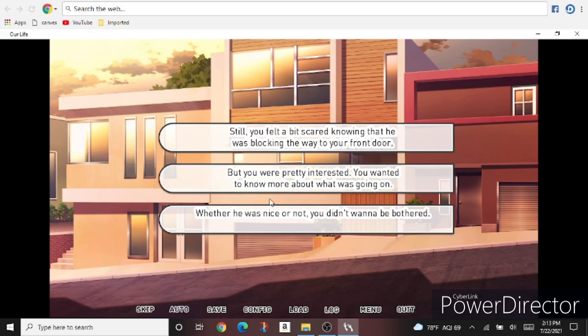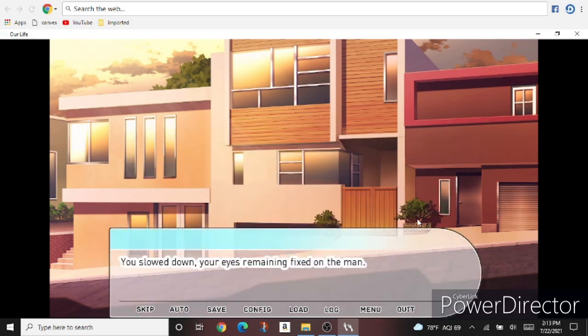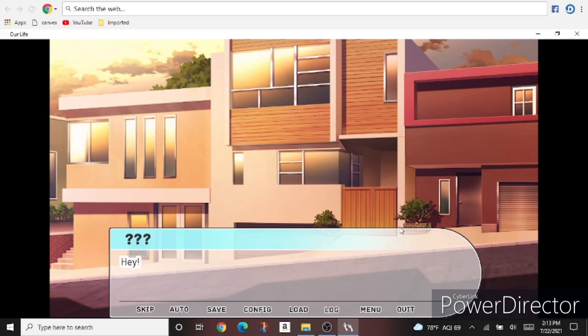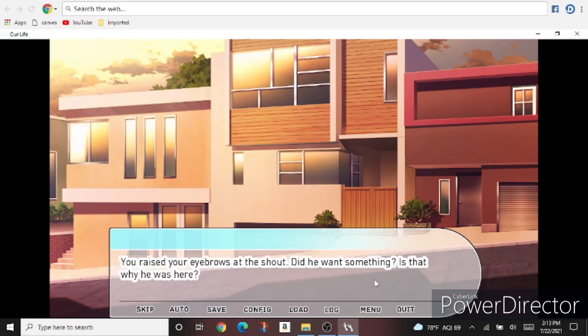You were pretty interested. You wanted to know more about what's going on. Slow down. Eyes remaining fixed on the man. There was a split second where your eyes met, and you knew he was aware he wasn't alone. "Hey!" You raised your eyebrows at the shout. Did he want something? Is that why he was here?